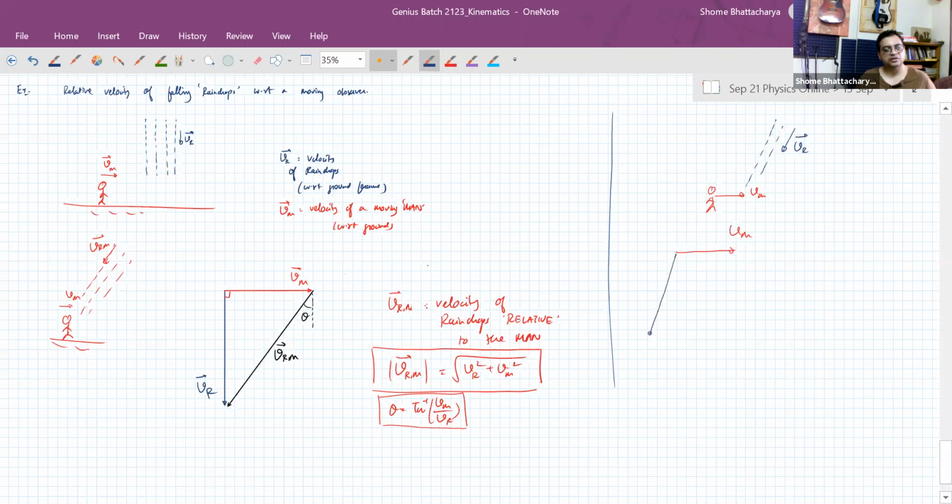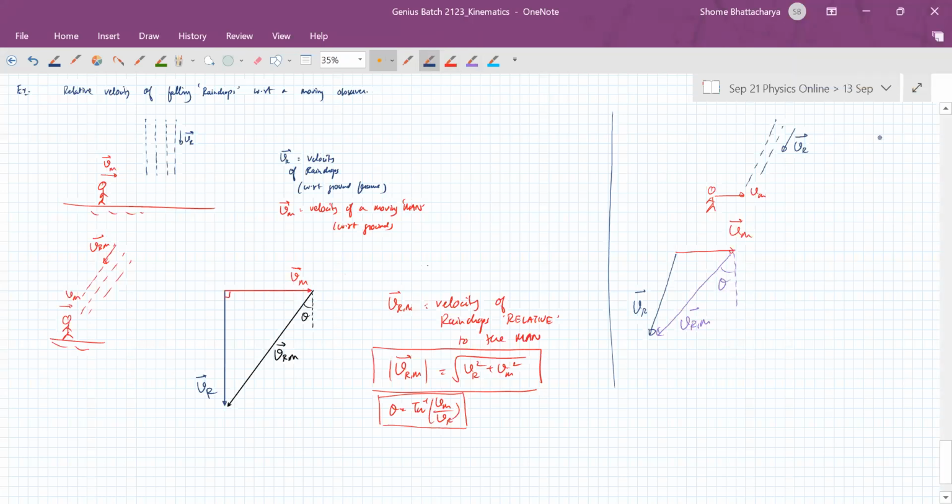In this case, the slant will appear to be even more because he is actually moving opposite the slant. But if he was moving in the same direction as the slant, then it would appear to be less inclined. In this case, the relative motion would be like this. So this angle of inclination is even more than the actual slant.